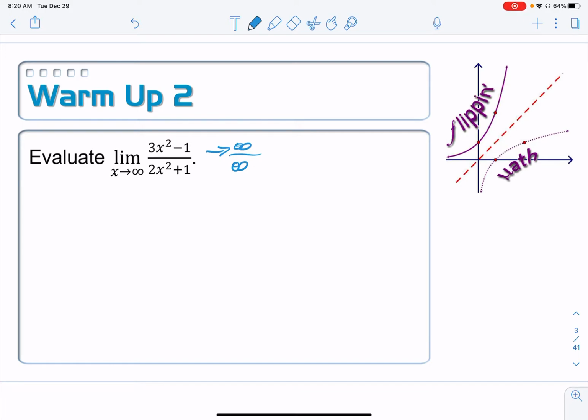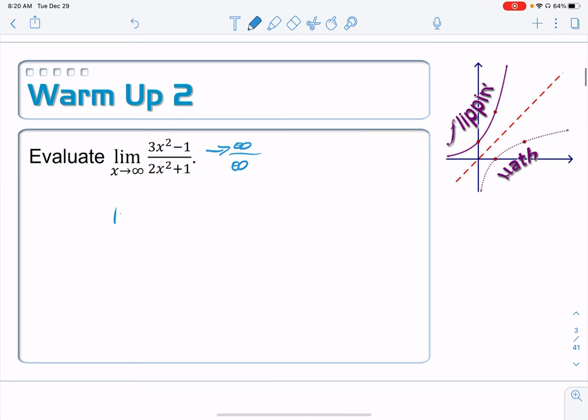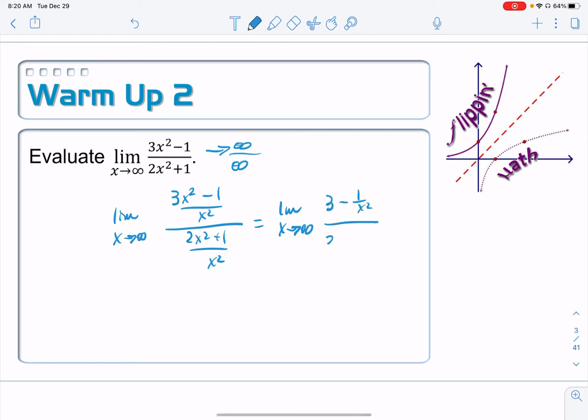So what's the trick when we're taking a limit and we have infinity over infinity? Well, what we do is we divide by the highest power of x. It's in the denominator here, which is the x squared. So I'm going to rewrite this as 3x squared minus 1 over x squared, divided by 2x squared plus 1 over x squared. And now just simplify. This would be 3 minus 1 over x squared, over 2 plus 1 over x squared.